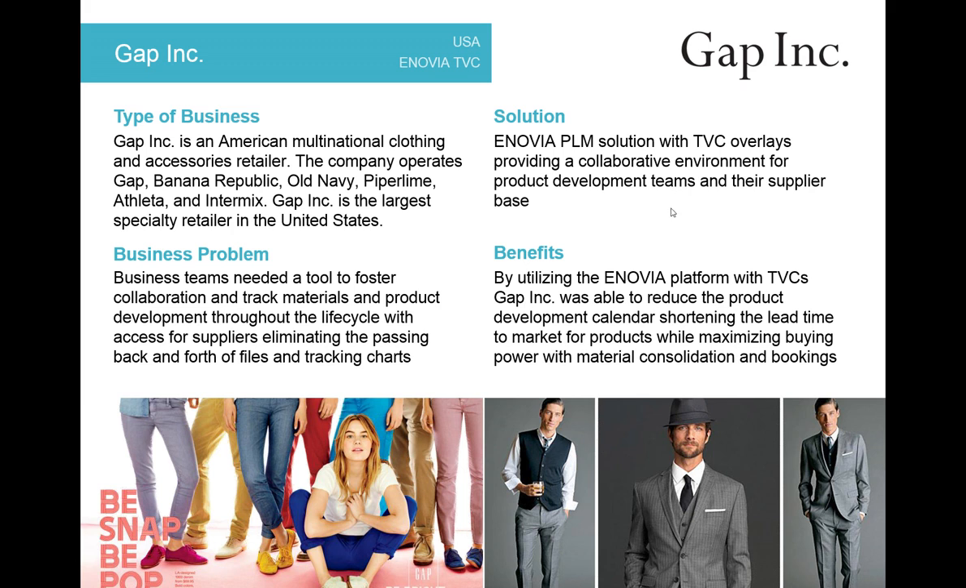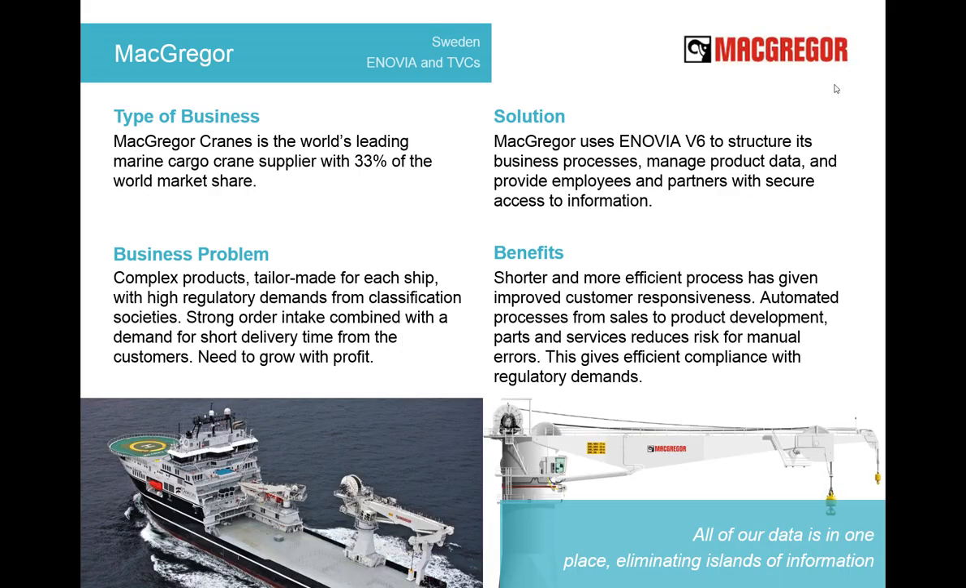Next up, a Swedish customer, MacGregor, based in Örnsköldsvik in the mid part of Sweden. The company produces cranes for marine usage. You see the cranes put on the ship here, that's a MacGregor product. They're part of the Cargotec business group now. And they're the world's leading marine cargo crane supplier, really, with about 1/3 of the world market share.